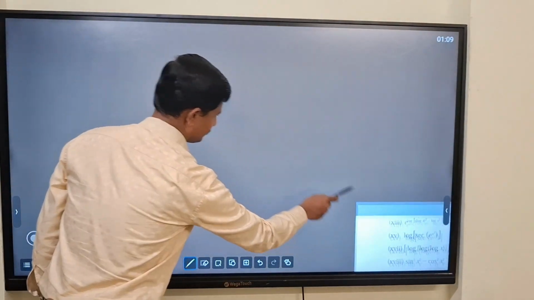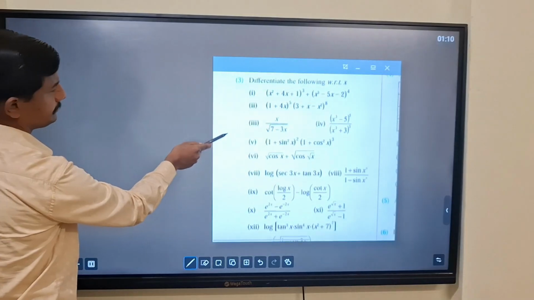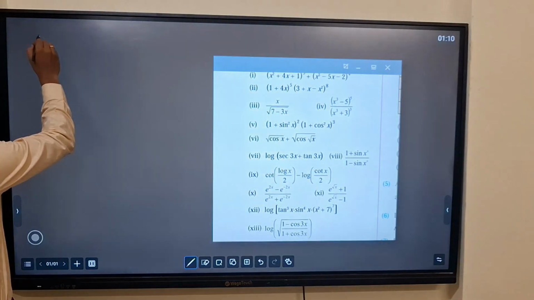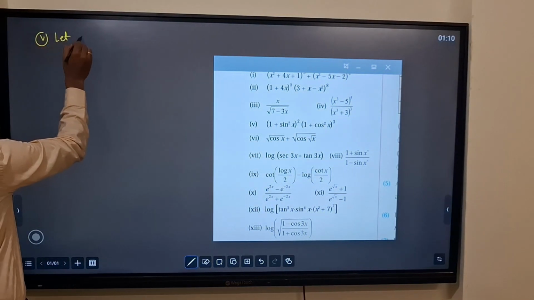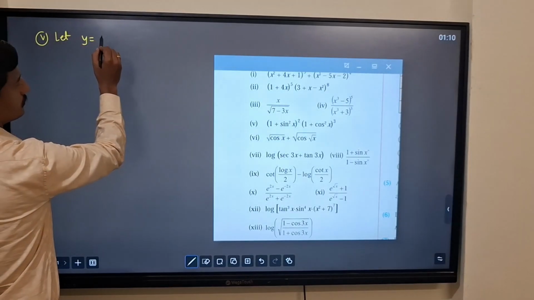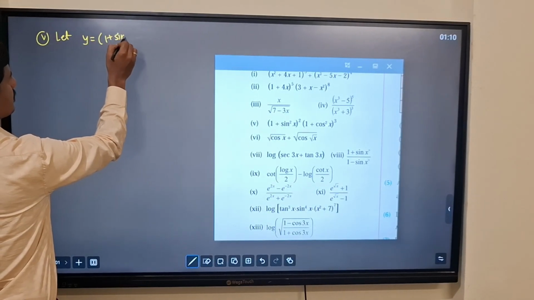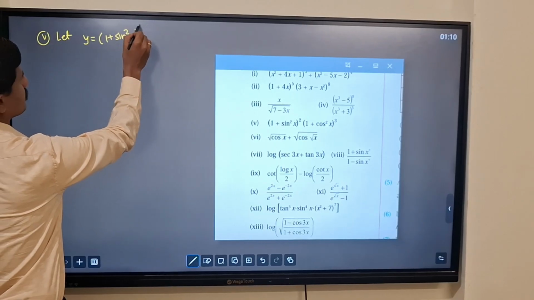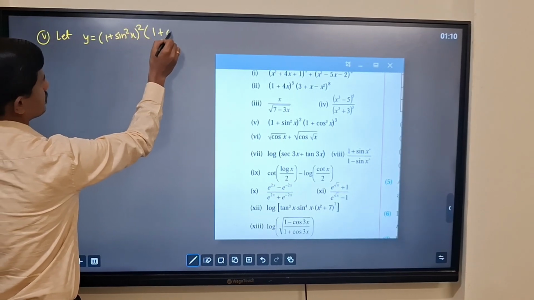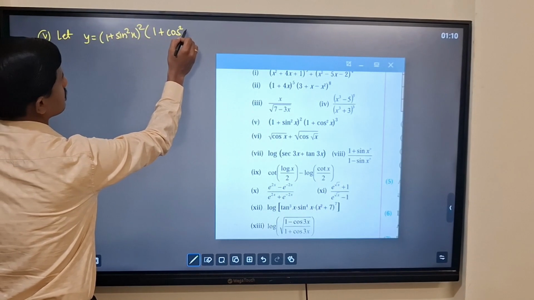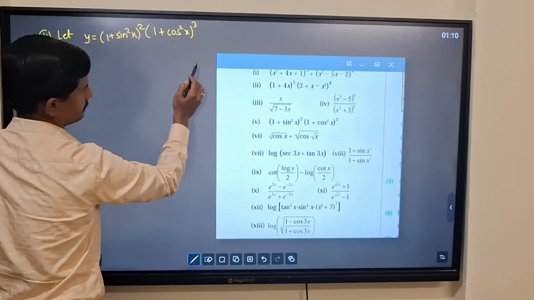Now next question, the fifth one. Let y equal to 1 plus sine square x whole square, 1 plus cos square x whole cube.